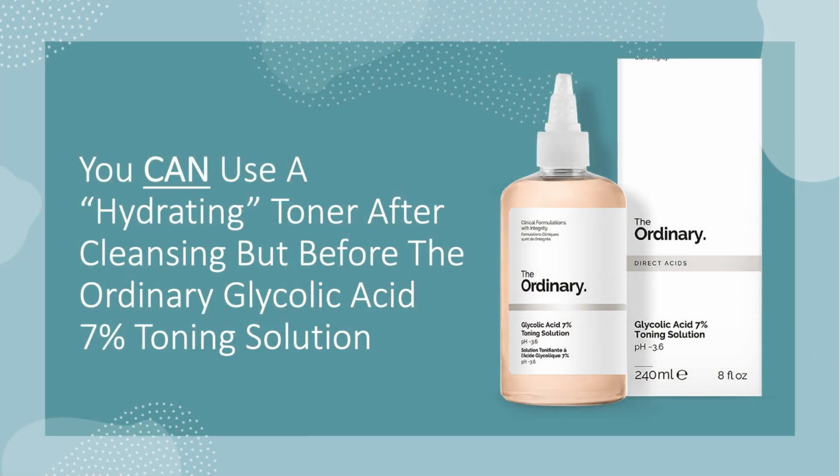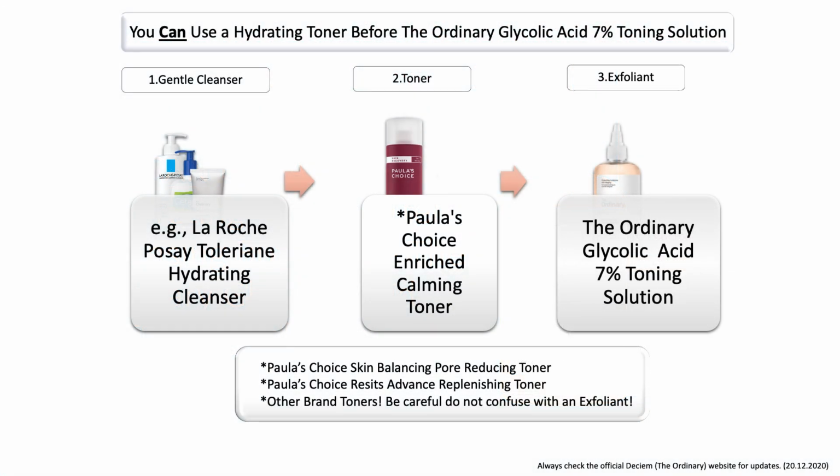And then you can also use the Ordinary Glycolic Acid toning solution with a hydrating and soothing toner. I do want to include it so that you can see visually that there is a difference. So first of all, an example routine could be: you start off with a gentle cleanser, then use your soothing, hydrating and calming toner, and then move on to the Ordinary Glycolic Acid 7% Toning Solution. Now here you also have a few examples of hydrating and soothing toners.